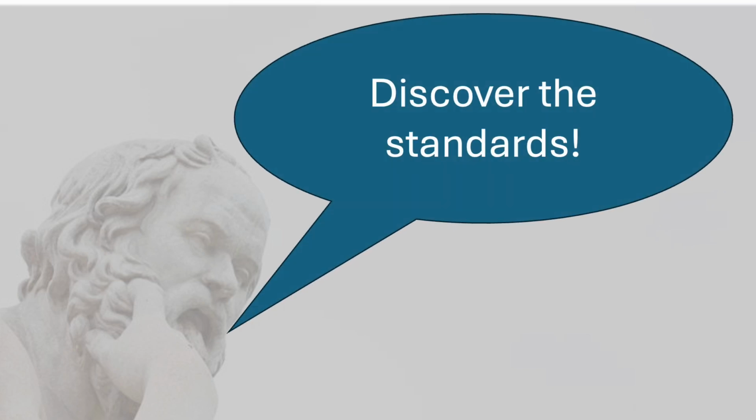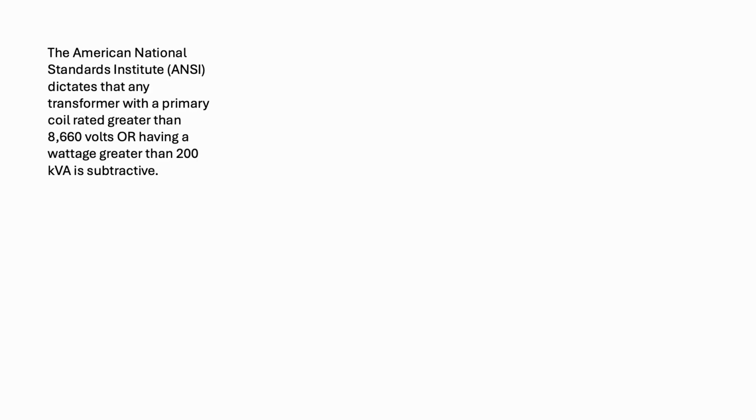Now we're going to get back into how to find polarity, and we're going to start off with some standards. The American National Standards Institute, also called ANSI, dictates that any transformer with a primary coil rated greater than 8,660 volts or having a wattage greater than 200 kVA is to be manufactured subtractive. And if both values are less, then the transformer is additive. And this standard was put in place to limit additive transformers to the smaller sizes.